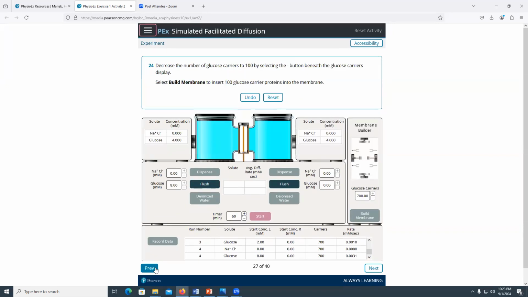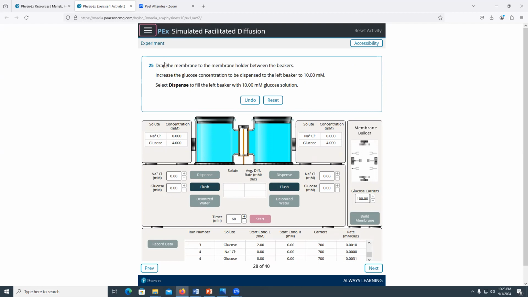Okay, now this is interesting. Decrease the number of glucose carriers to 100. So now we're going to move down from 700 to 100. So now we have dropped these carriers. So there are fewer boats to help us cross the river. So now we have built the membrane to go down from 700 to 100. So obviously that's going to drop the rate of glucose transfer.